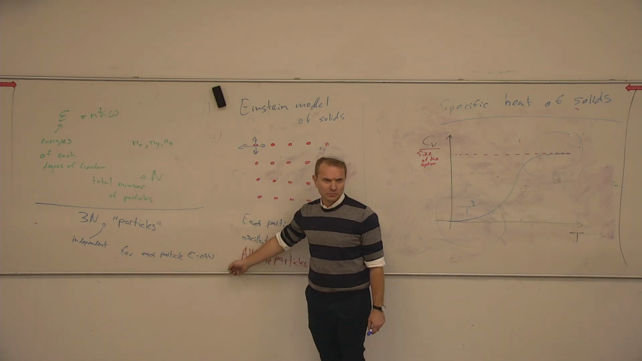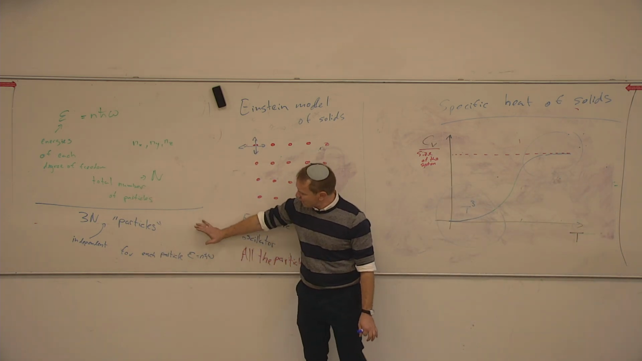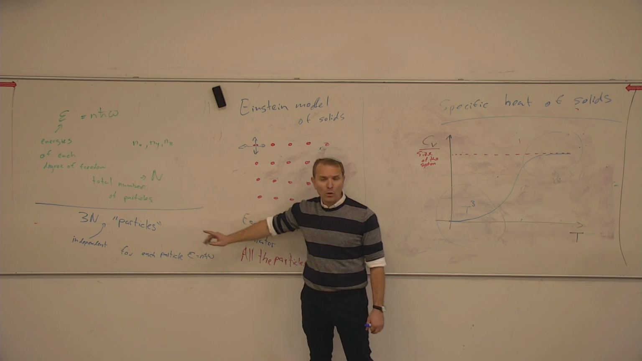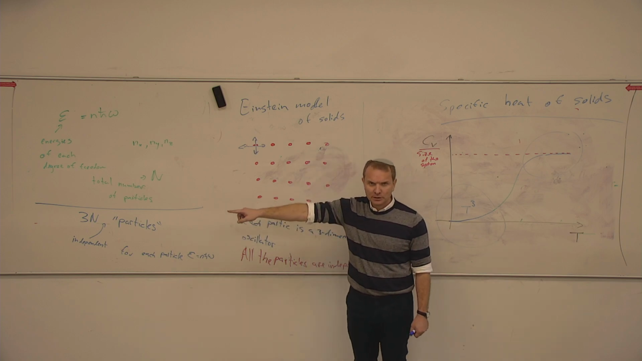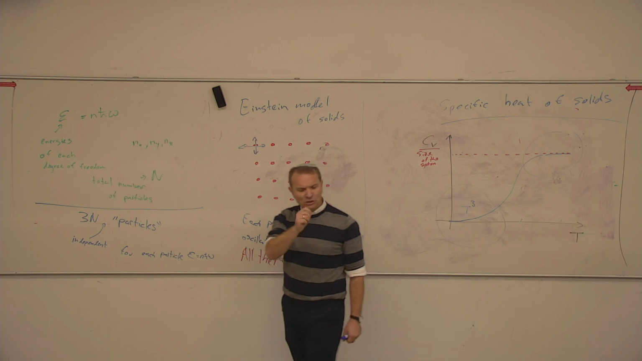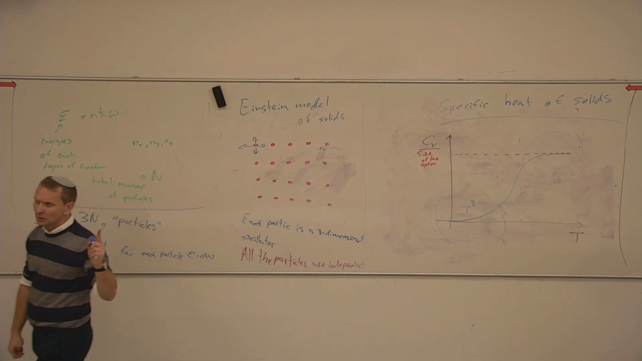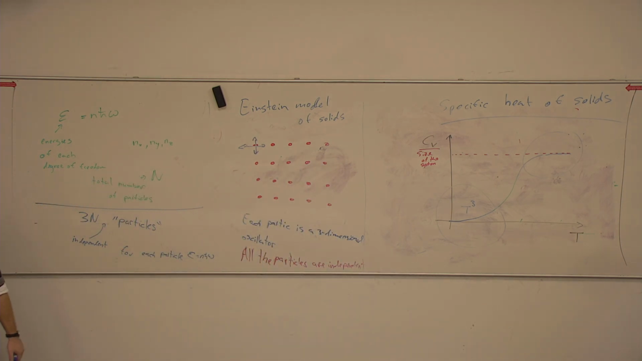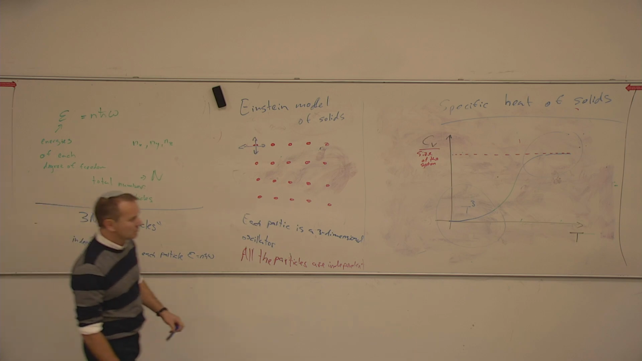This description simplifies a lot. The moment that I write it to you, I expect you to say, oh, I know exactly how to solve it. I will compute the partition function of a single particle and then take it to the power of 3n, and that's it. Why? Because they are independent.